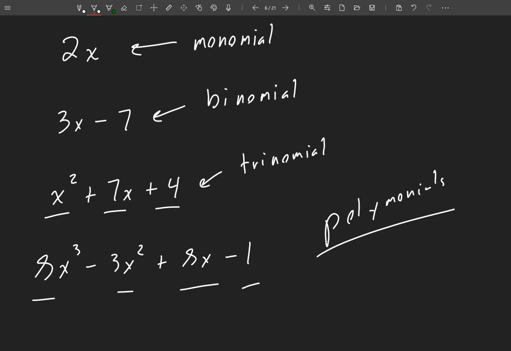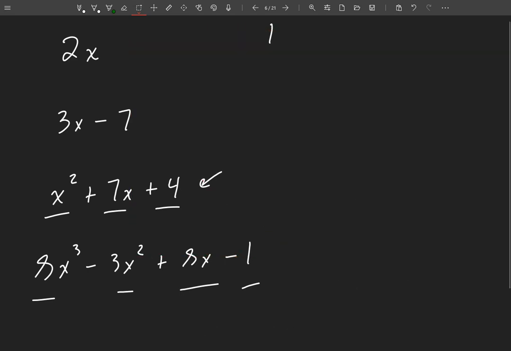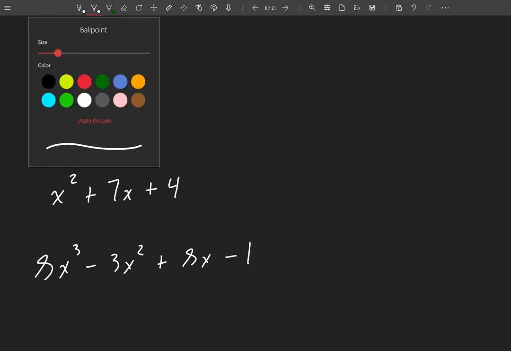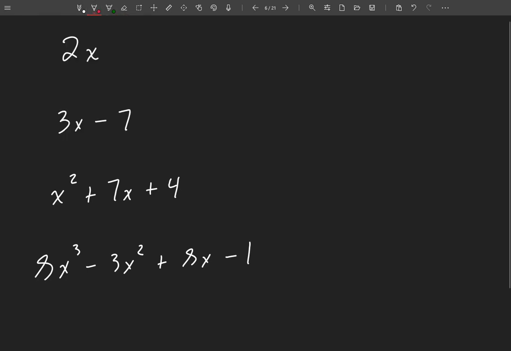There's also something else we should talk about before we get into the math, terminology-wise, and that's something called degree. Let me get rid of some of this stuff here. Oh, that was a 1, not a line. All right. So the degree of a polynomial, very easy to define. It's just the highest power you see. Let me actually write that out for you. The degree is just the highest power.